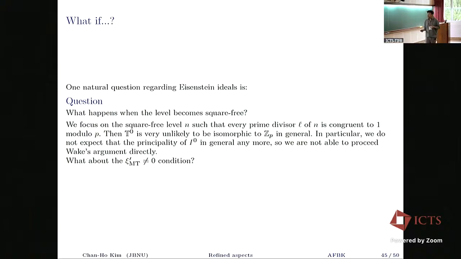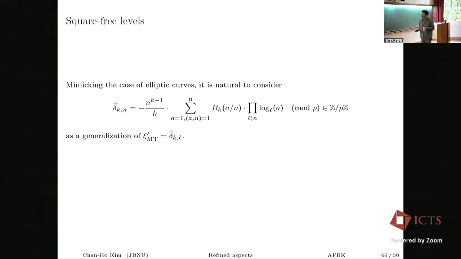Okay, what about this non-triviality assumption? What can we say more? Mimicking the elliptic curve case from last time, it is natural to consider another delta_{k,N}. I can just define it like this. Same constant term. Now B_k(a/N) will play the role of the modular symbol, and a product of a bunch of discrete logs, taking mod p. So this one should provide the generalization, like a higher weight analog of the Merel number.